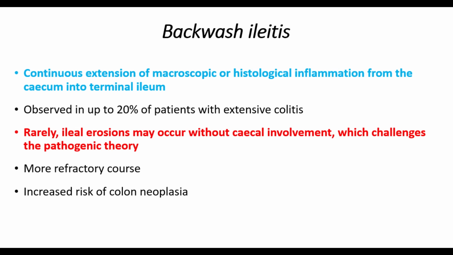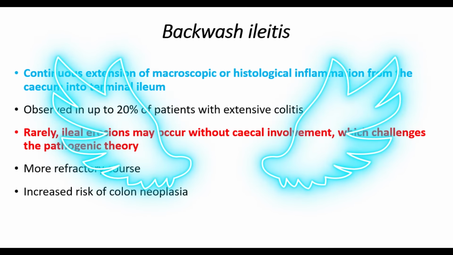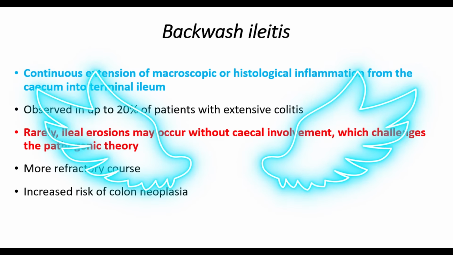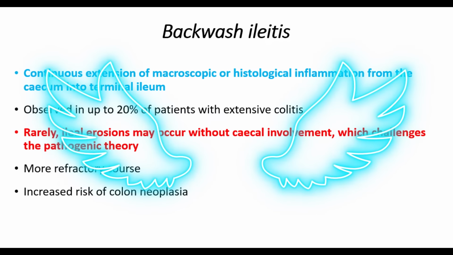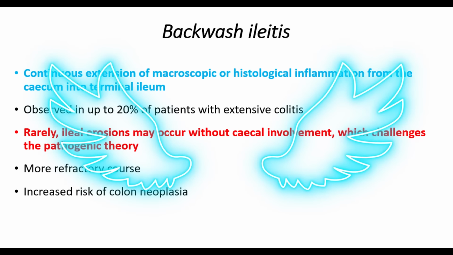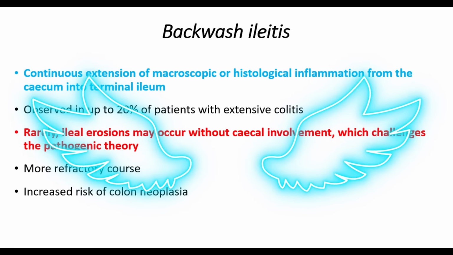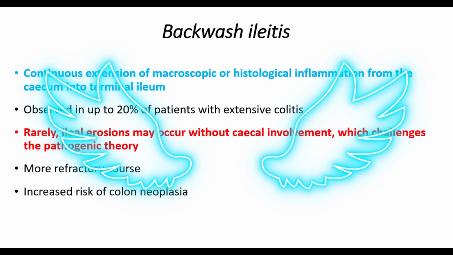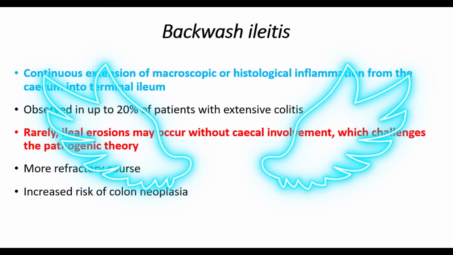That is, when the colitis is extending up to the cecum, then in 20% of cases the terminal ileum may be involved by the inflammation, and rarely ileal erosion may occur without cecal involvement, which challenges the pathogenic theory. This is an exception, and it indicates more severe disease, a more refractory course, and increased risk of colon neoplasia.